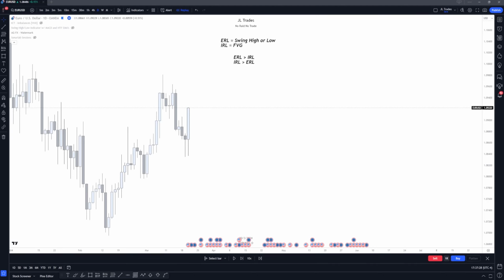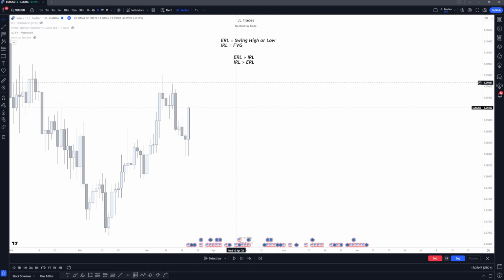This is part of the JL crash course, and today we're going to go over internal range liquidity and external range liquidity. So just to get an understanding, external range liquidity are swing highs or swing lows, and internal range liquidity are just fair value gaps. Now, what is this concept?